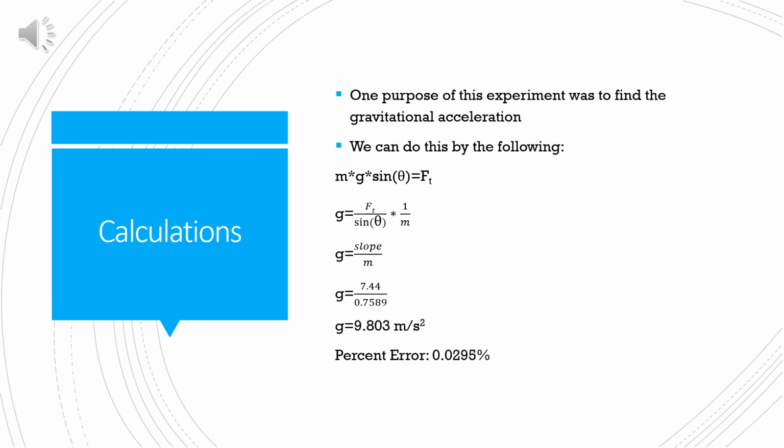Calculations. One purpose of this experiment was to find gravitational acceleration. We can do this by the following. All we have here is algebraic manipulation of the original equation, which is m times g times sine theta is equal to the tension force. In our experiment, we've calculated that the acceleration of gravity is 9.803 meters per second squared. This gives us a percent error of 0.0295%, which is fairly accurate.